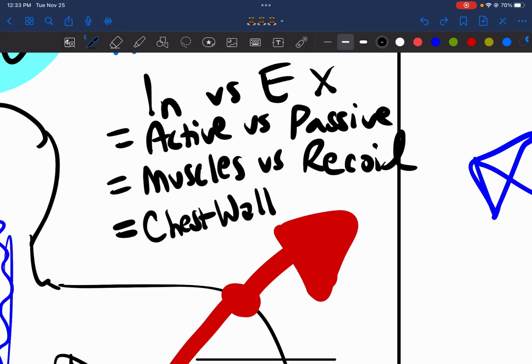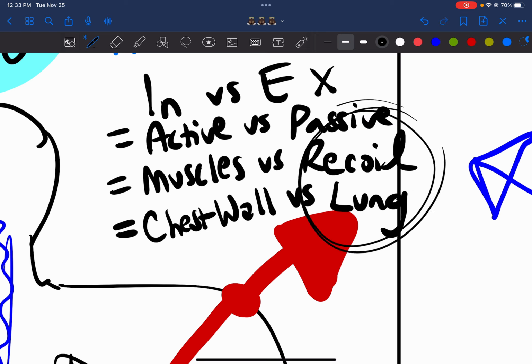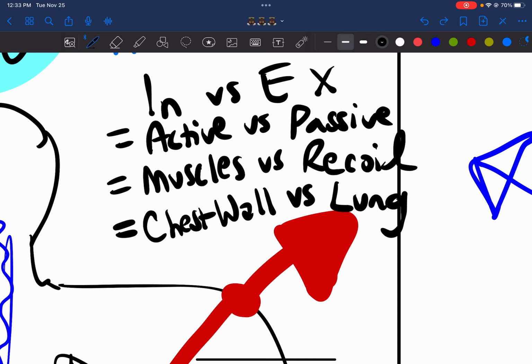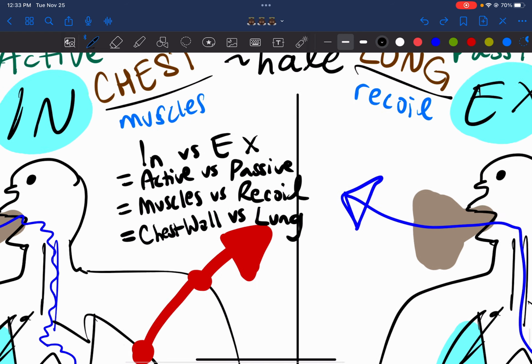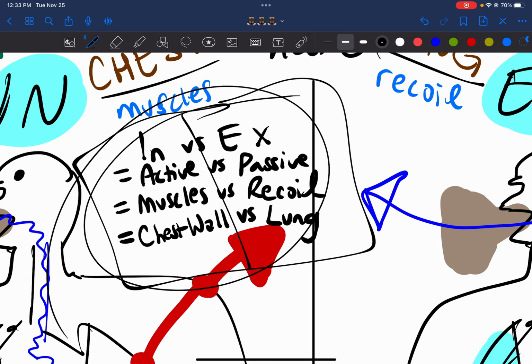See? Versus the lungs, which don't have muscles. They have elastic fibers. See? The lung has elasticity, so it's able to recoil and bounce back. The chest wall has muscles, so it's able to pull itself outward. So that is the yin and yang here with inhale versus exhale. Inhale versus exhale, active versus passive, muscles versus recoil, chest wall versus lungs.